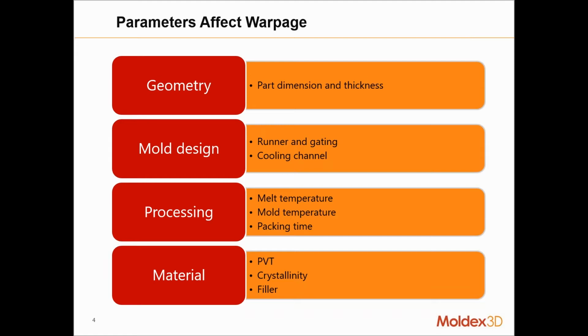In terms of the material, like I already mentioned, what sort of a material is it? Is it easy to flow? Does it freeze faster? What sort of fillers does it have? Is it crystalline or amorphous? And of course, when it comes to processing, what are your temperatures like? What are your times like? What is your transfer point? What are your pressures like, etc. So multiple things can obviously affect warpage.